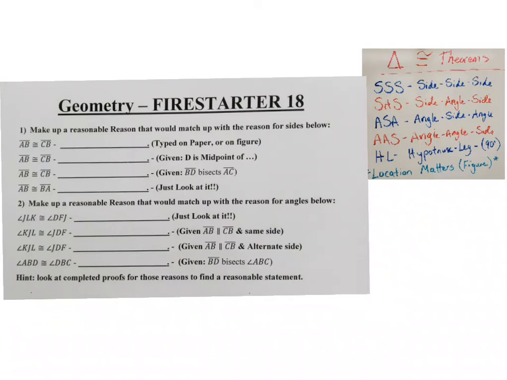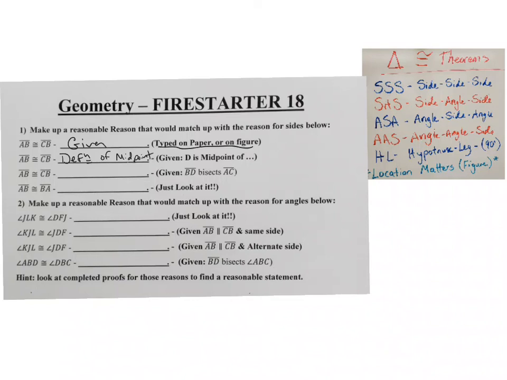The key word is thermometer. All right, so make up a reasonable reason that would match up for the reason for sides below. If I saw AB congruent to CB, but it was typed on the paper, I bet that's going to tell me given. AB is congruent to CB. D is the midpoint. It would probably be slightly different than this, but I bet it's going to be definition of midpoint.